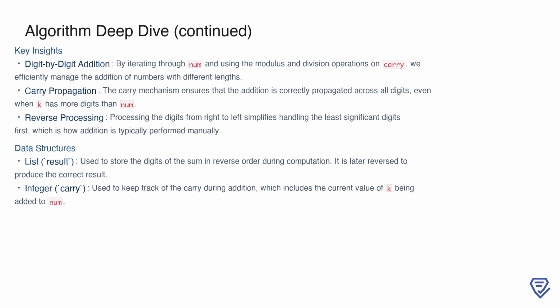significant digits first. In terms of data structures, we use a list, result, to store the digits of the sum during computation. This list is reversed at the end to produce the correct order. The integer carry is crucial for storing the intermediate results of the addition, including any remaining value of k that hasn't yet been processed. Together, these components allow the algorithm to handle the addition efficiently and correctly.